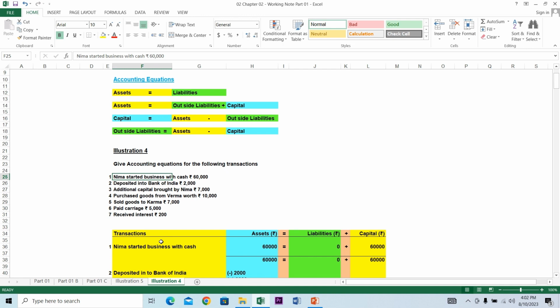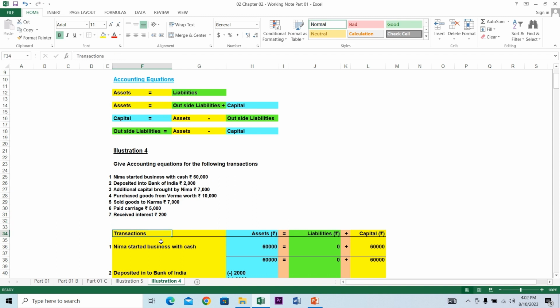Nima started business with cash of rupees 60,000. Deposited into Bank of India rupees 2,000. Additional capital brought by Nima rupees 7,000. Purchased goods from Burma worth rupees 10,000. Sold goods to Karma rupees 7,000. Paid carriage rupees 5,000. Rent received interest rupees 200.